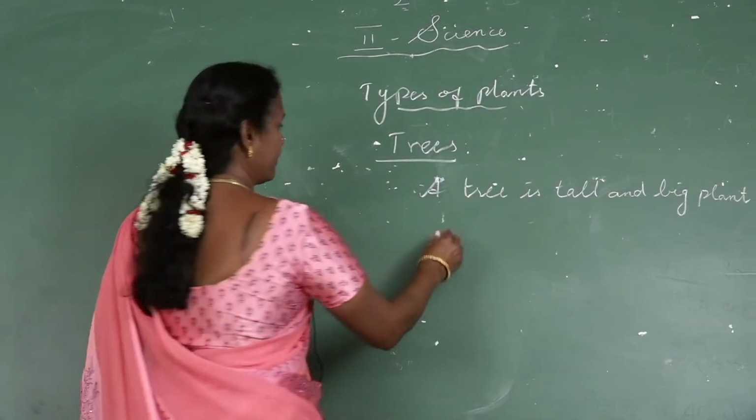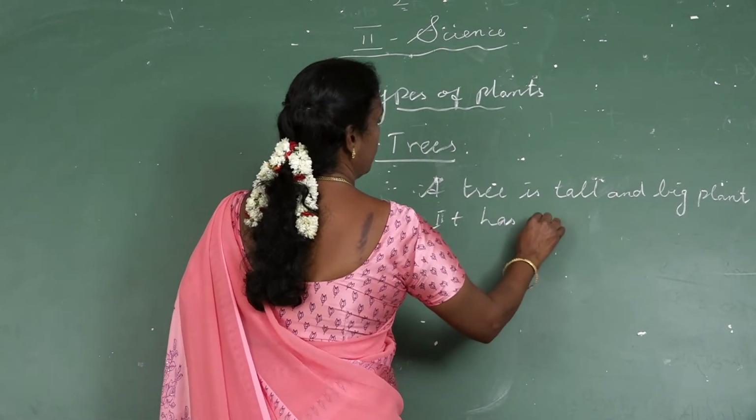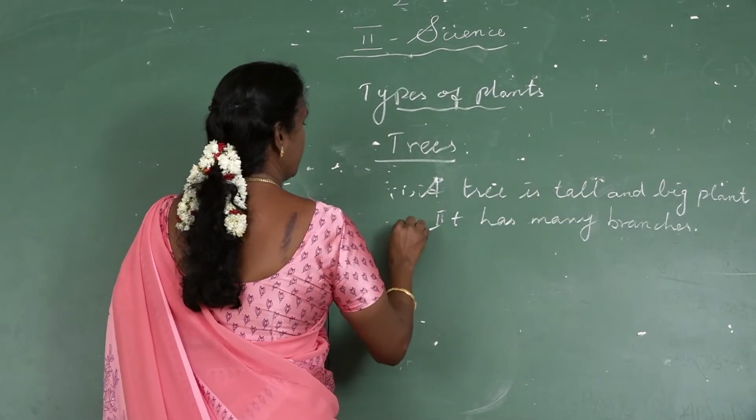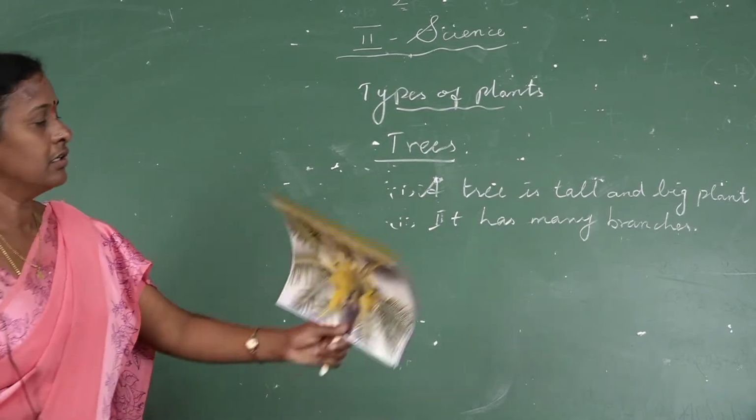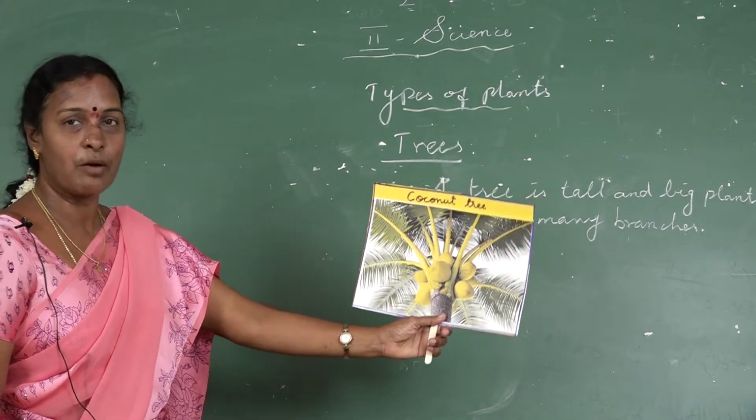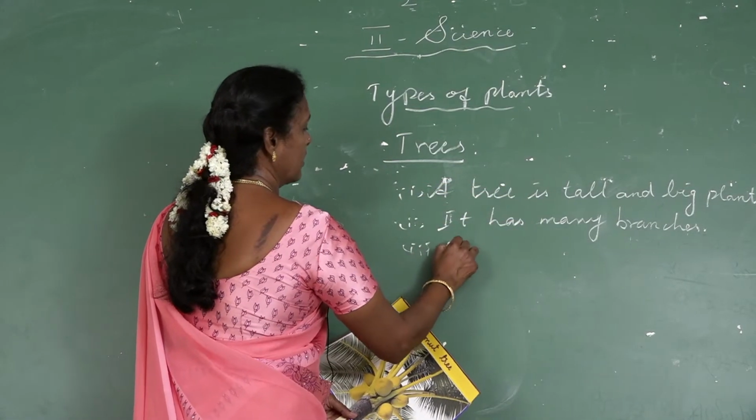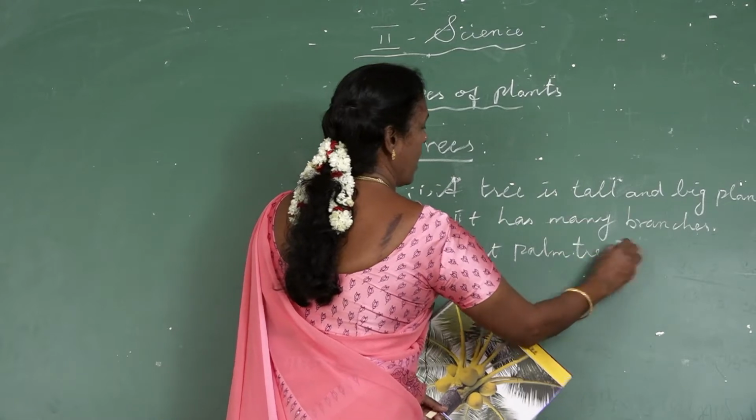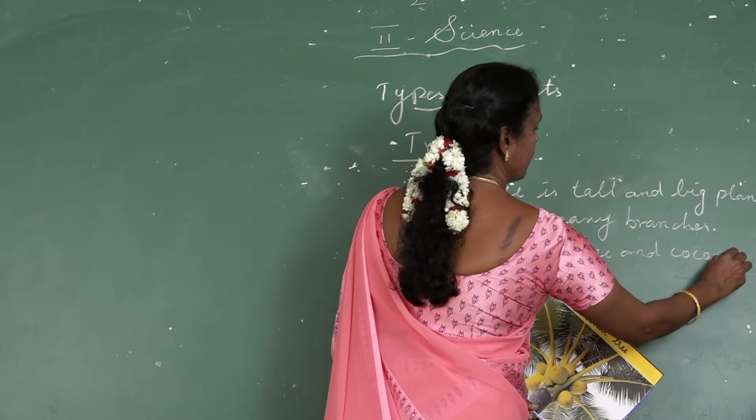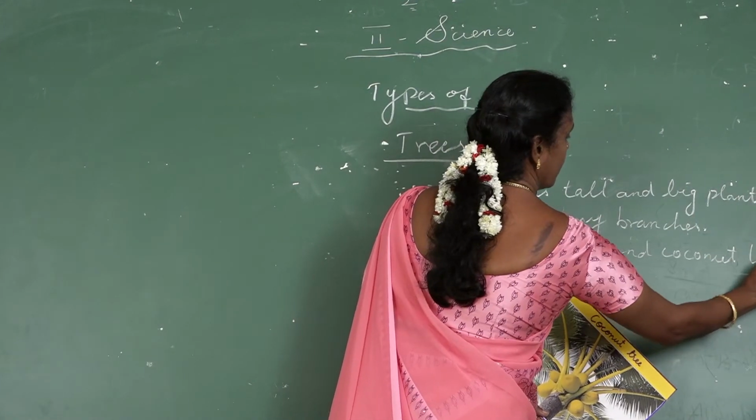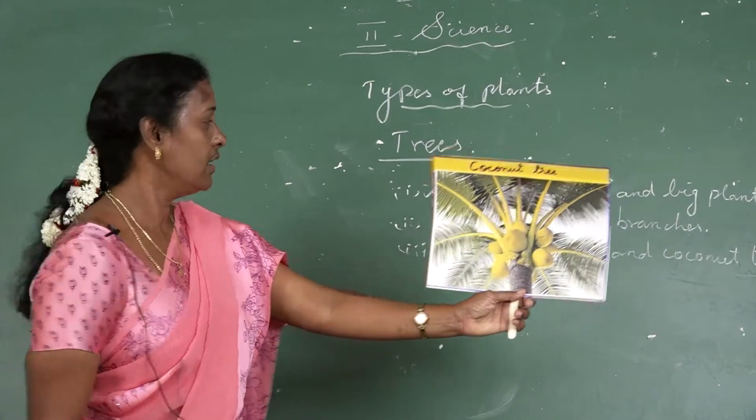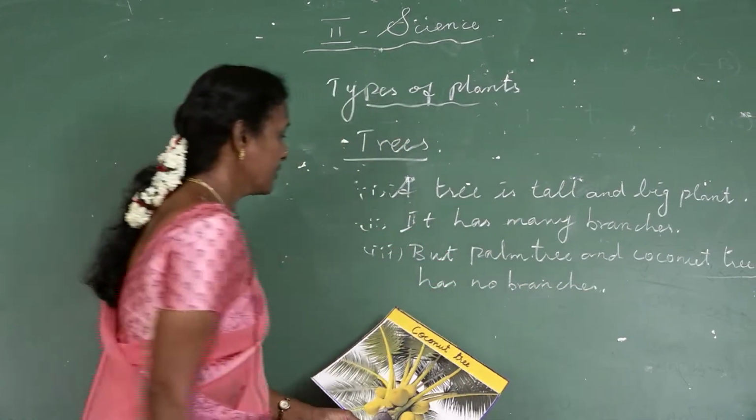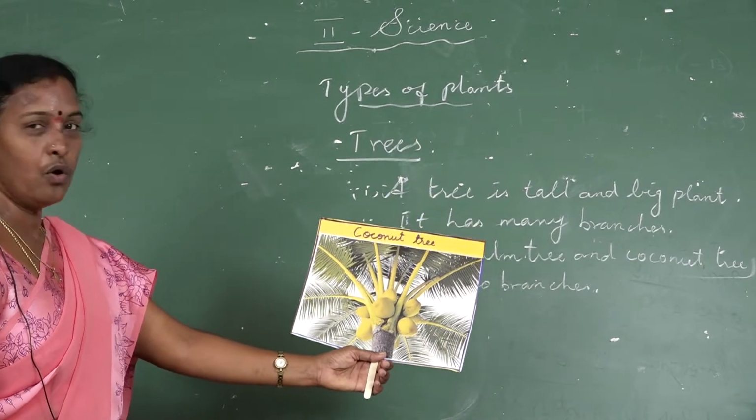It has many branches. But some other trees do not have branches. Palm tree and coconut tree have no branches.